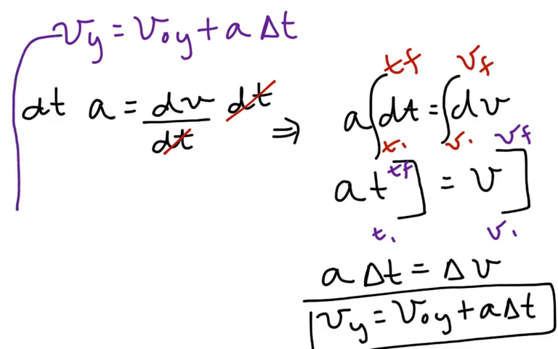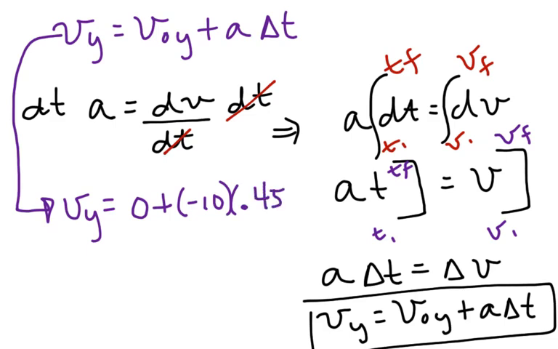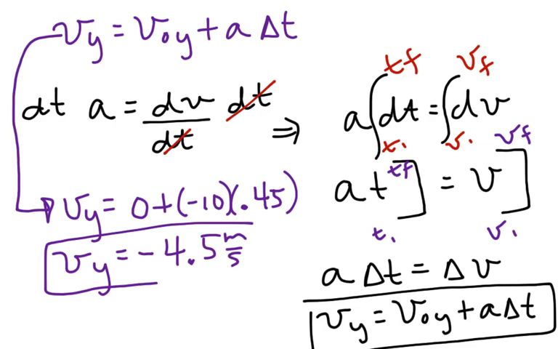Let's bring this down here. My v sub y is going to be 0 plus a negative 10 times my time of 0.45 seconds from the previous part of the problem. So my v sub y is going to be negative 4.5 meters per second. Is negative appropriate here? And the answer is yes. The object is moving in a negative y direction at this point.